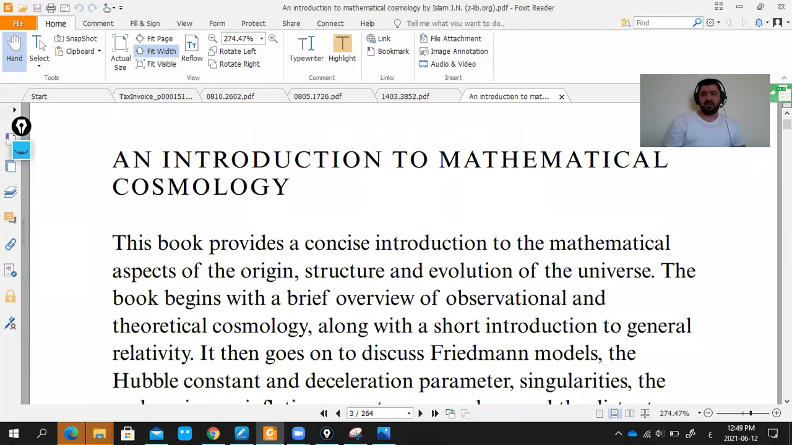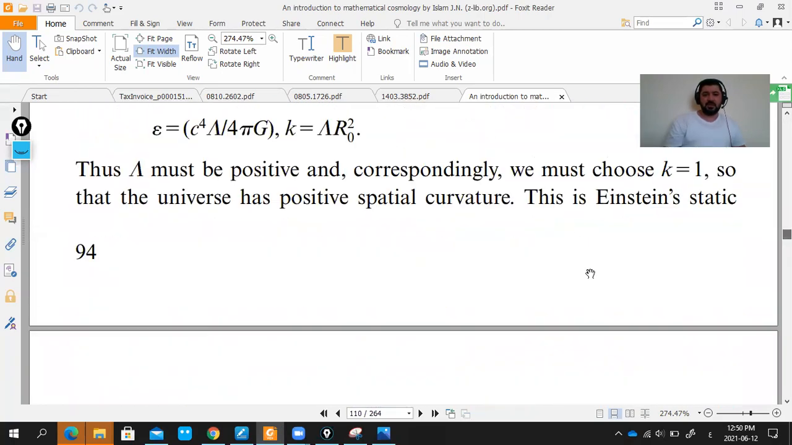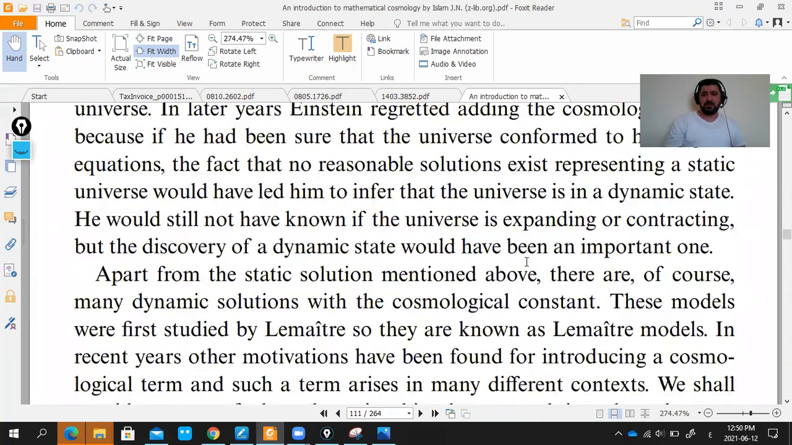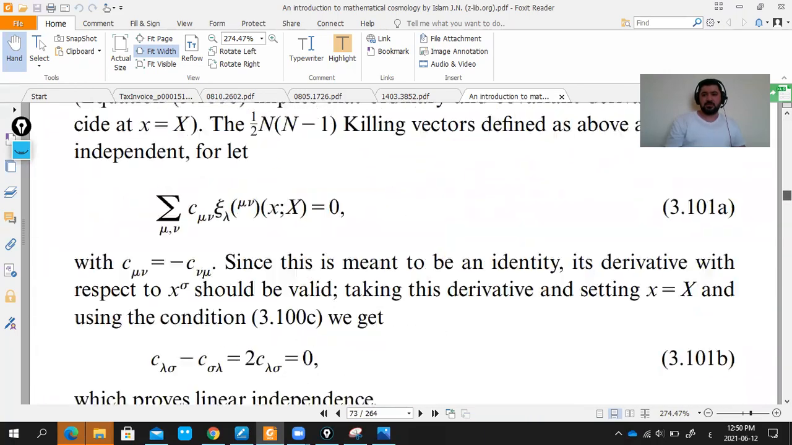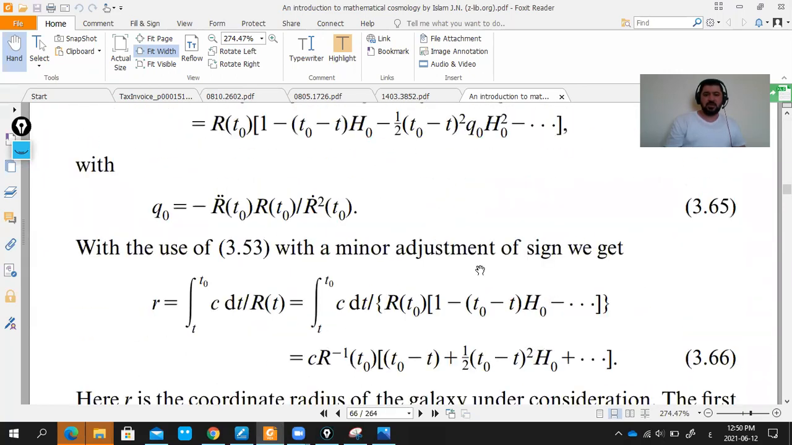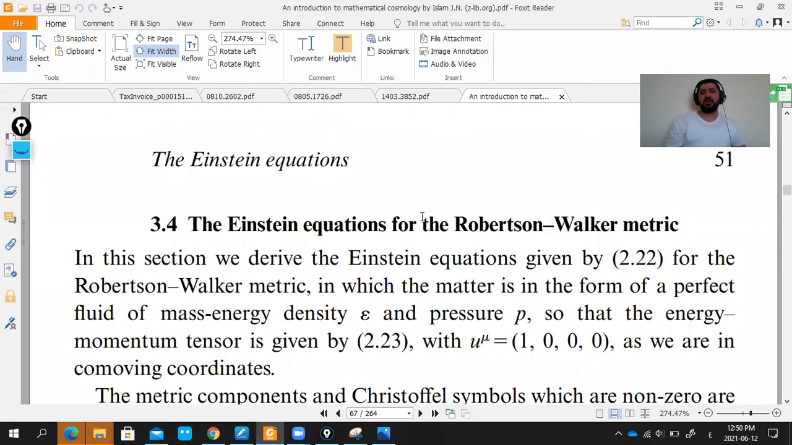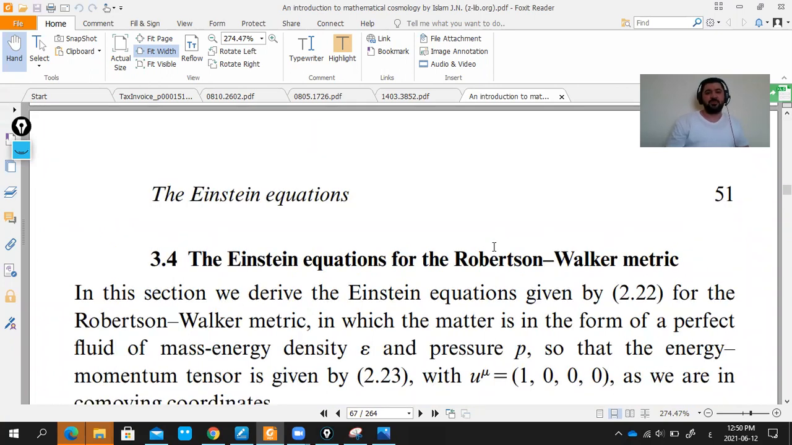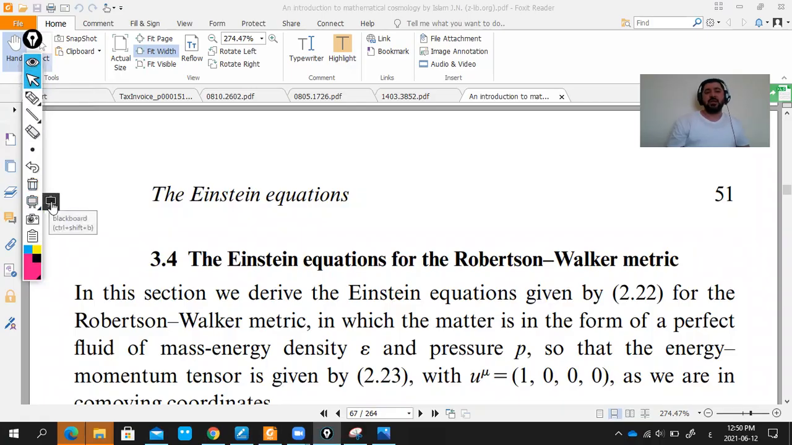So let's go to the third chapter, chapter 3. And especially I want to go to the Einstein equations for the Robertson-Walker metric. Now, before talking about these Einstein equations, let me introduce the Robertson-Walker metric. Usually it's the RW metric. What's this metric?